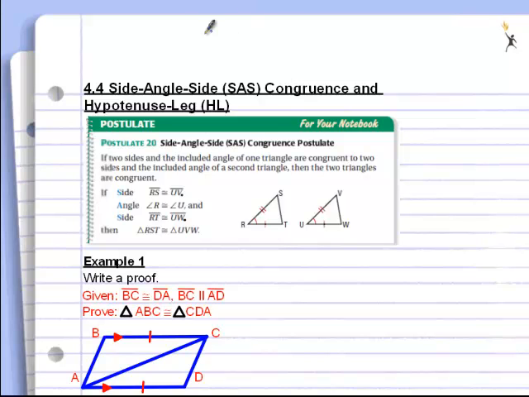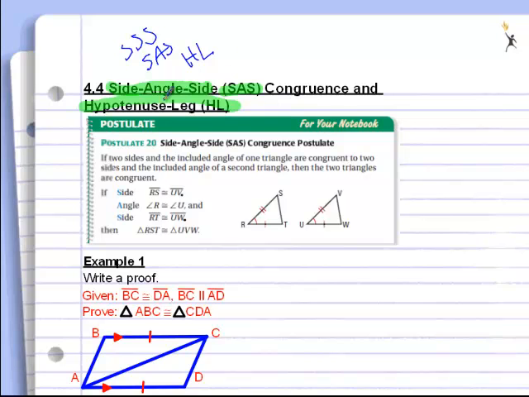All right, so you got down side, side, side congruency, or hopefully you have anyway. We're moving on in the different congruencies. You're going to learn two more today: side, angle, side, or SAS congruency, and hypotenuse leg congruency. Side, angle, side, and hypotenuse leg. The first one we're going to talk about is the side, angle, side. This is very, very similar to side, side, side, except you throw an angle in.